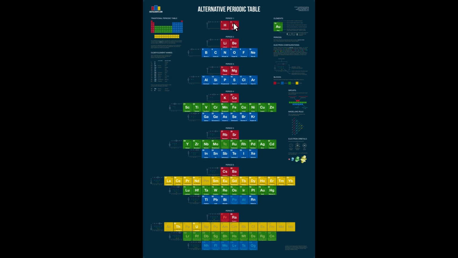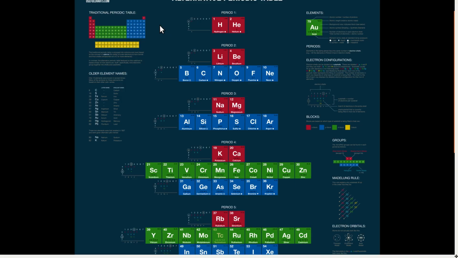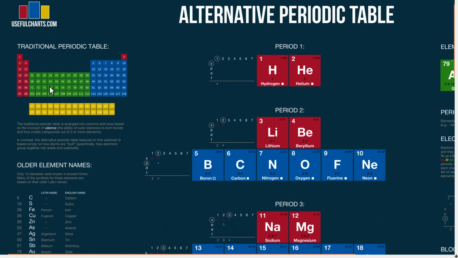So you can still see 1, 2, 3, 4, 5, 6, 7 periods. But every time the block changes, we get a new row. So you can look up here. Here is the original, the traditional periodic table. So elements 1 and 2 are here to make period 1. Period 2, which has 8 elements, we get 3 and 4 here, but because 5 starts a new block, we're going to put it underneath.